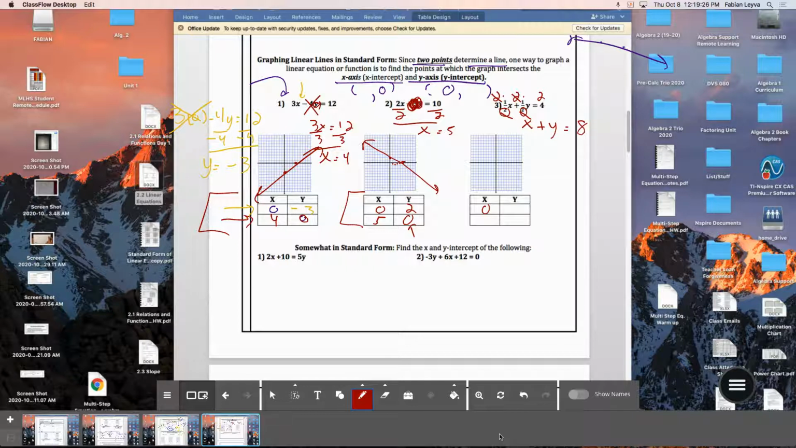Put a 0 for the x, solve for y. Put in a 0 for the y, and solve for x. Putting a 0 in for the x, these are going to cancel out. You're left with y is equal to 8.